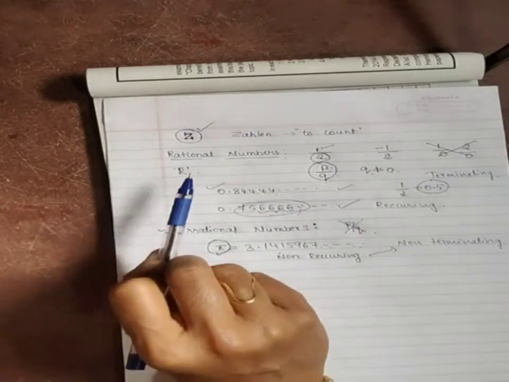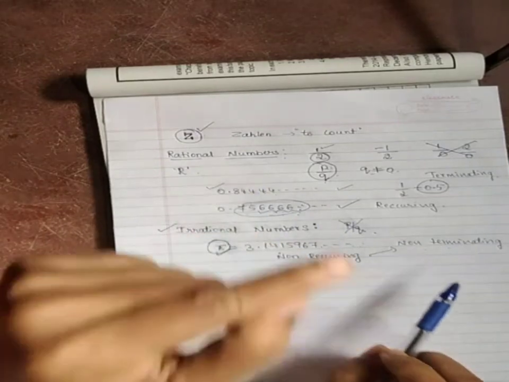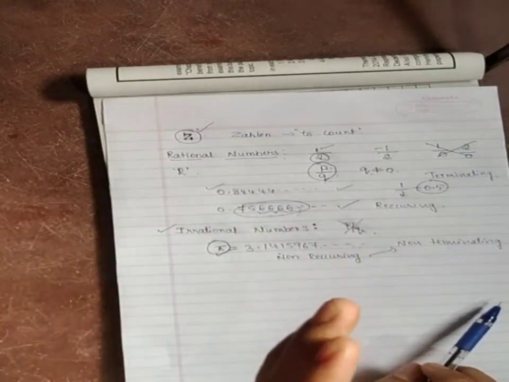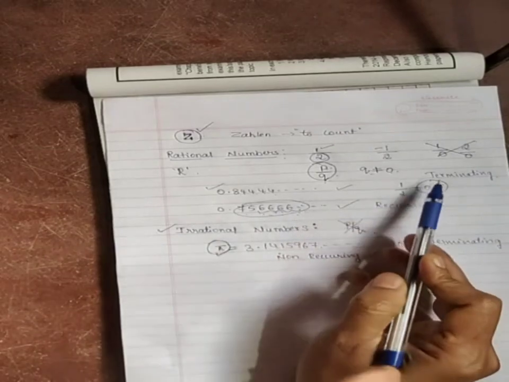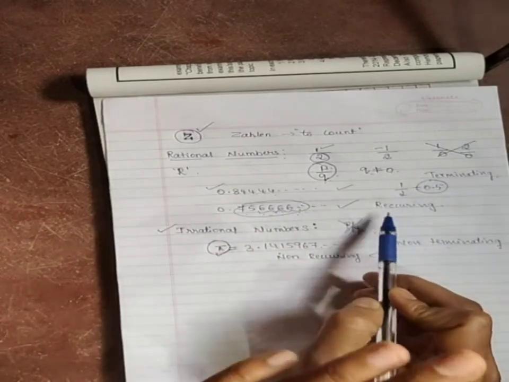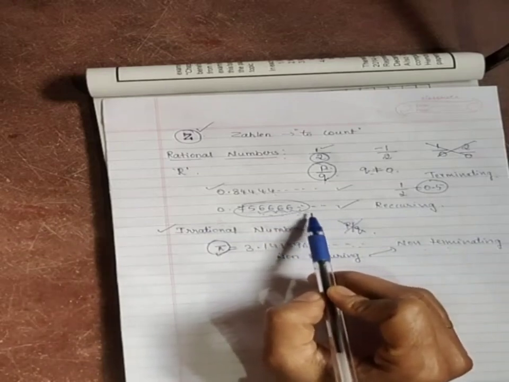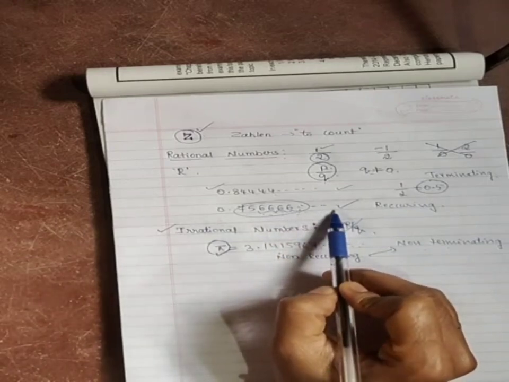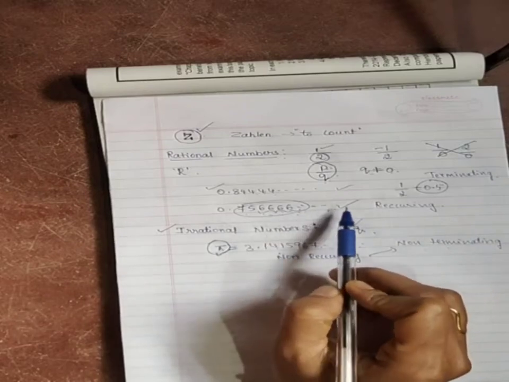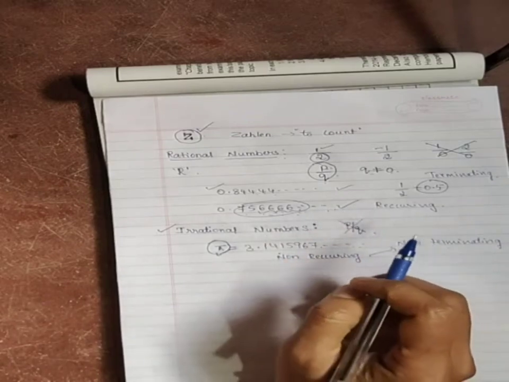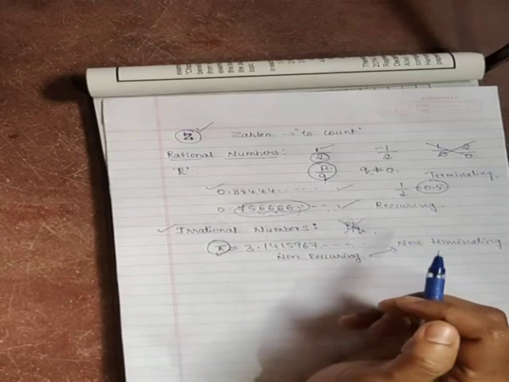Okay. Then what does rational mean? It is in the form of P by Q. Otherwise, it is a recurring number. It may be terminating or not terminating, no problem, but it is a recurring number. Understood? If you have any doubt, you can call me later.